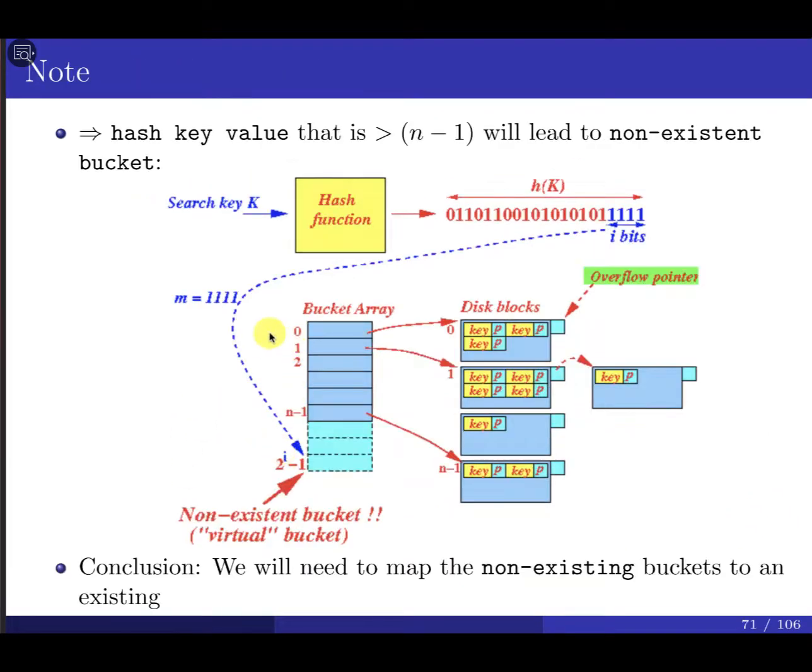So again, that's what I said. Remember, in this example here you have 1, 1, 1, 1. It's 16. That means we try to hash this one. Definitely 16 is going to be the last one here. This one does not exist yet. It's virtual. So in this case, we need to find a way to map the non-existent bucket to an existing bucket.